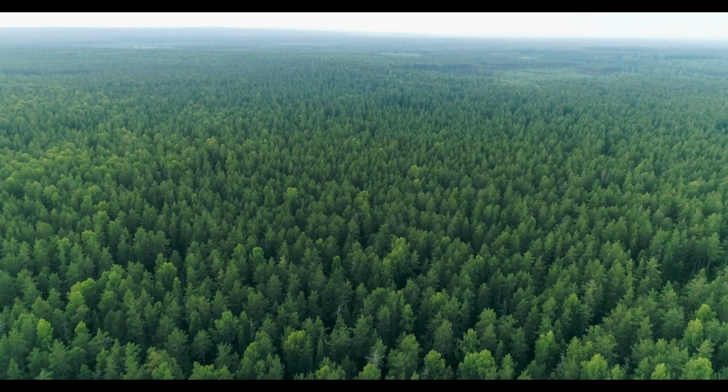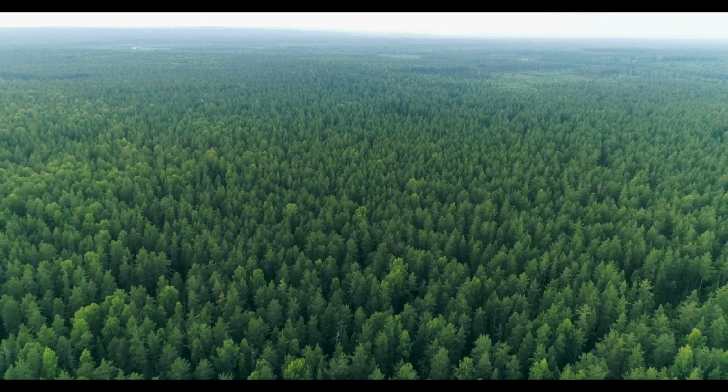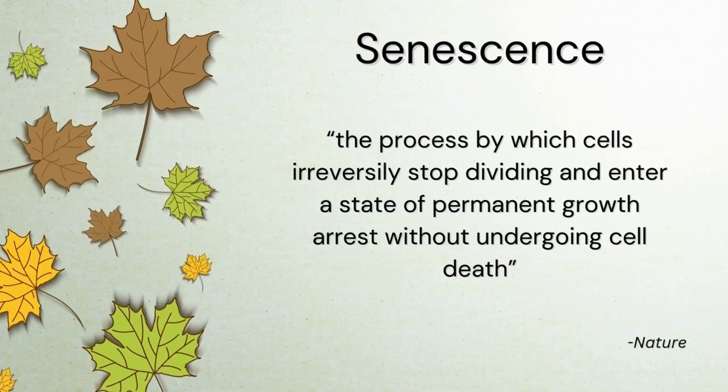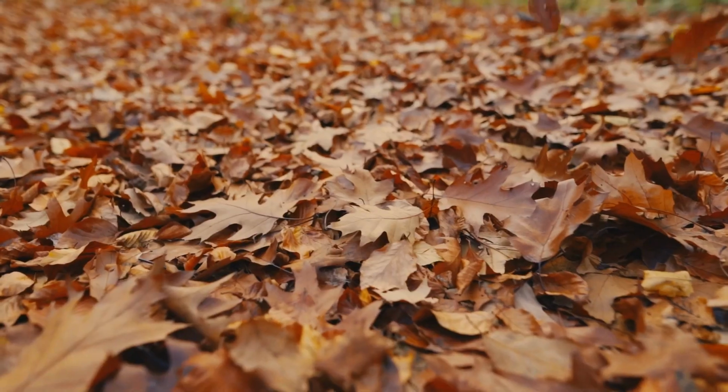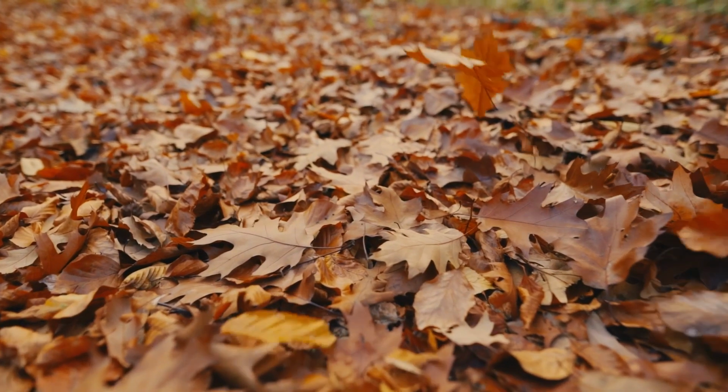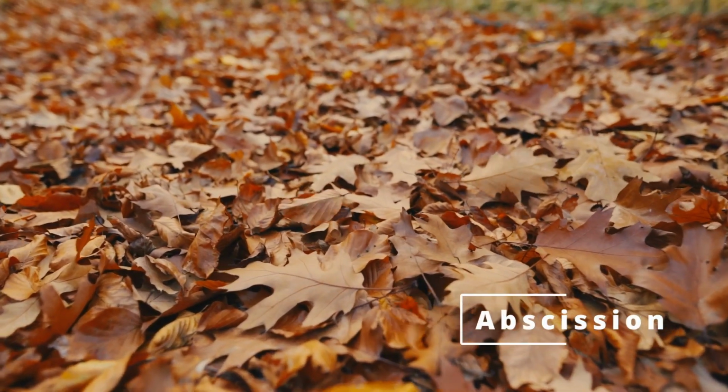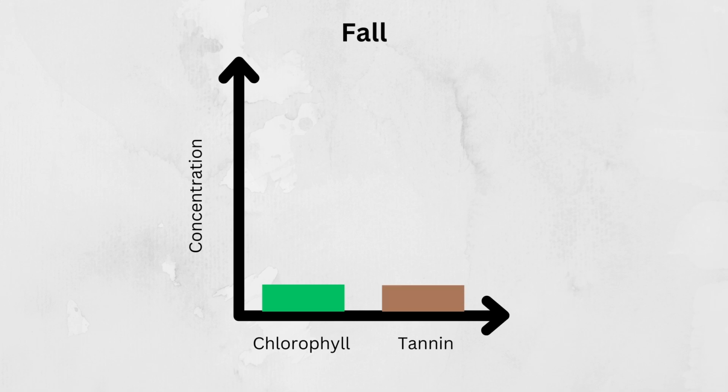Before we leave this topic, we need to talk about one more key compound, tannins. Tannins are responsible for leaf aging, which is also known as senescence. This process ends with leaves falling off trees, a process we refer to as abscission. Over the course of the fall, tannin production increases in trees and becomes very concentrated in leaves.